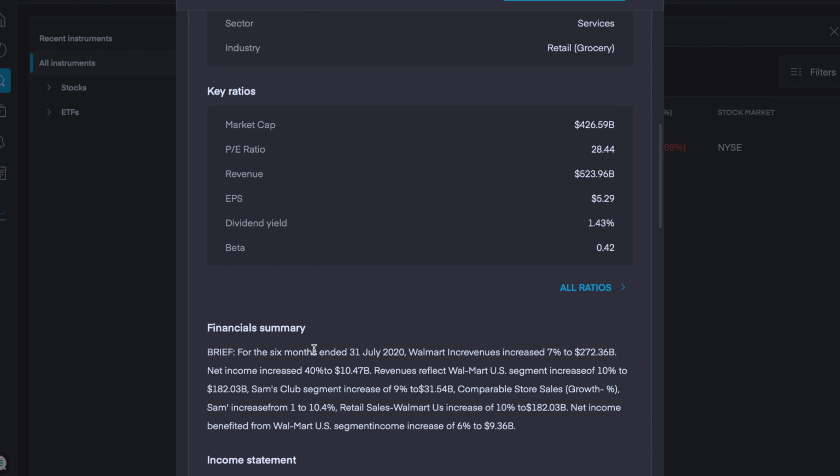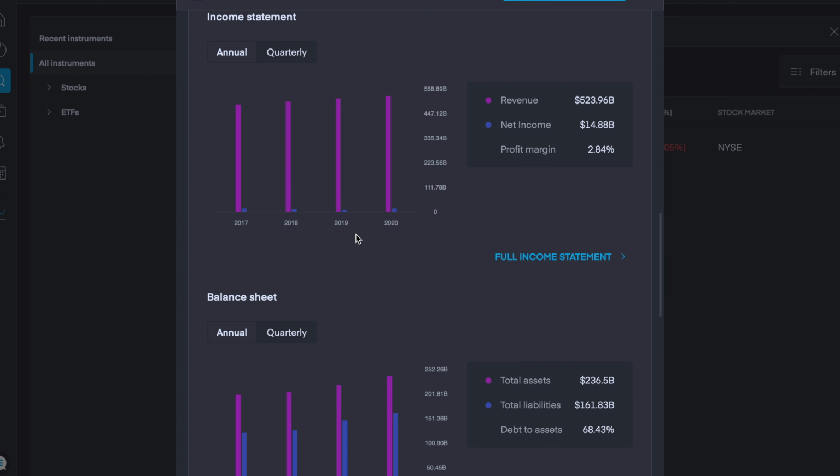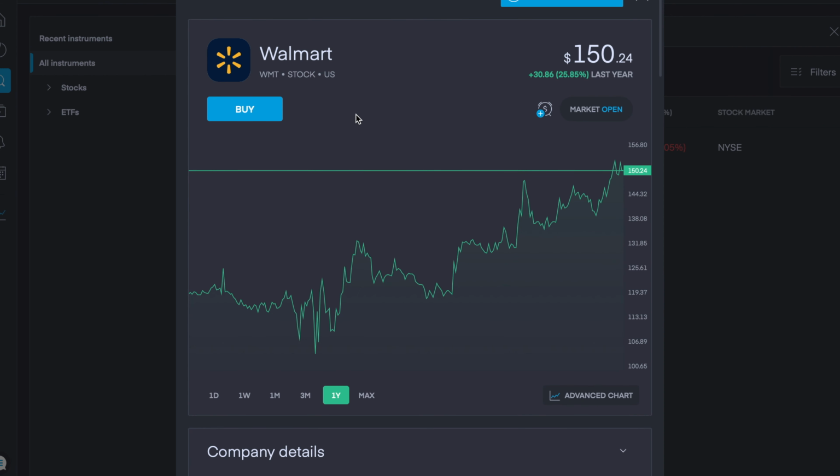We can see here, with the month's ending of 31st of July, Walmart increased its revenues by 7% to $272.36 billion, and their net income increased a very impressive 40% to $10.47 billion. And also a very important thing to check when you're investing in any company is their income statements and balance sheets. Even at a brief glance here, we can see that the revenue is $523 billion with a net income of $14.88 billion. That leaves a profit margin of 2.84%. On their balance sheet, they have total assets of $236.5 billion, total liabilities of $161.83 billion, with a debt-to-assets ratio of 68.43%.